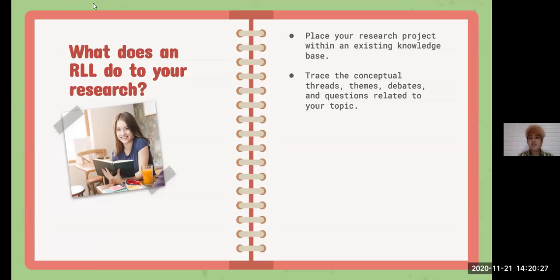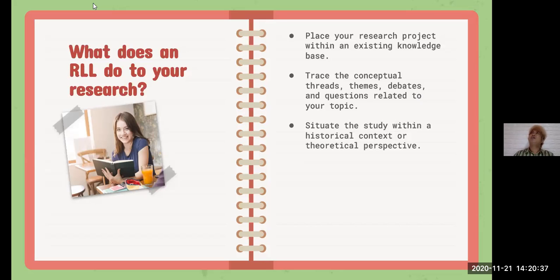So trace the theme, the concept, etc. Situate the study within a historical context or theoretical perspective. Kaya nga part ng RRL yung tinatawag natin theoretical framework. So what are the theoretical underpinnings that surround your topic? Ano yung mga theory, yung mga frameworks na may kinalaman sa iyong research study, because it will foreground your research and it will guide your research on how to go about your research problem, how to answer your research questions.